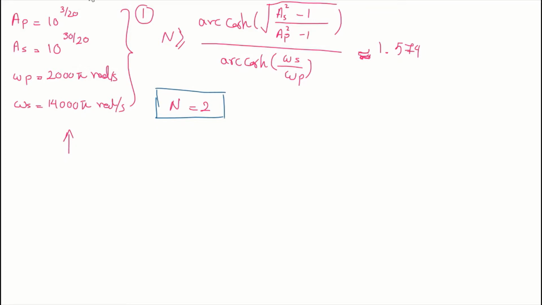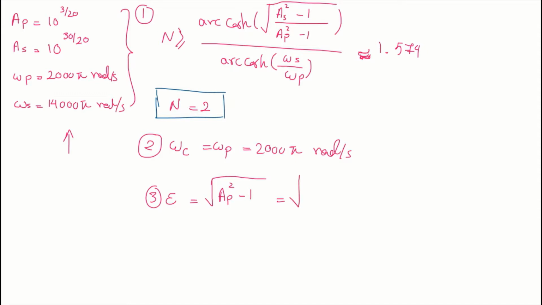Well, this was the first step. The second step is to find omega C, the cutoff frequency. For the Butterworth filter we saw that omega C equals omega P for this case, so this equals 2000 times pi radian per second. The third step is to calculate the ripple control factor. We didn't have this step in the Butterworth filter, but for the Chebyshev filter we have it. The ripple control factor epsilon equals the square root of AP squared minus 1.